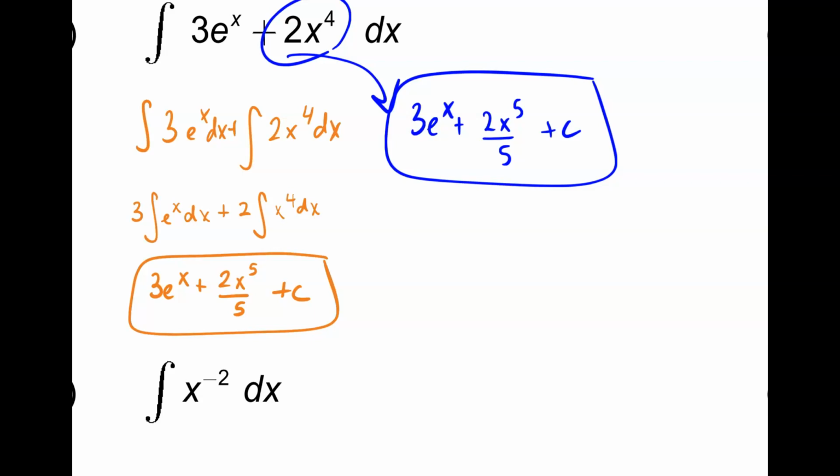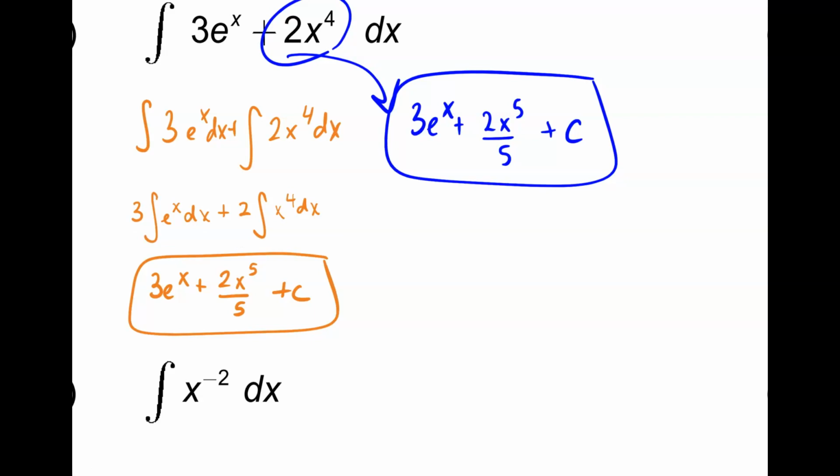For the c, will you ever get, like, when you take the antiderivative of 3e to the x, you get 3e to the x. You don't have to tack on a c there. You only tack on a c at the very end. Well, it's because I'm still adding them all. So you won't get like 2c or 3c. No, it's only just going to be c.